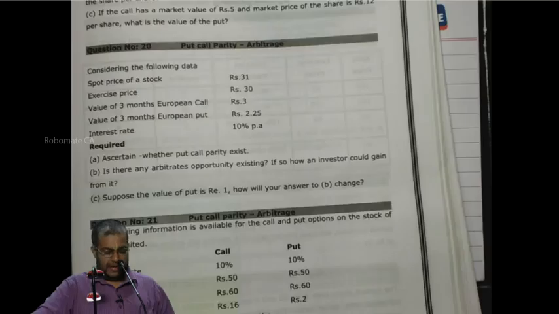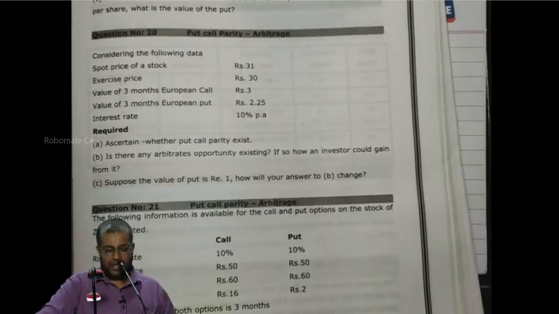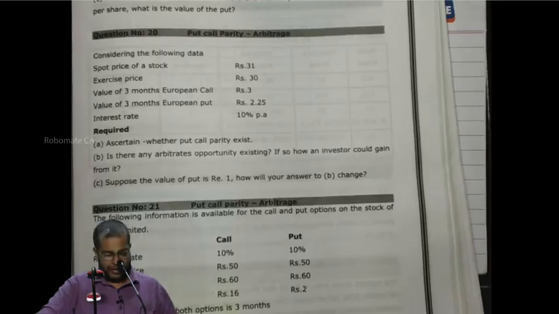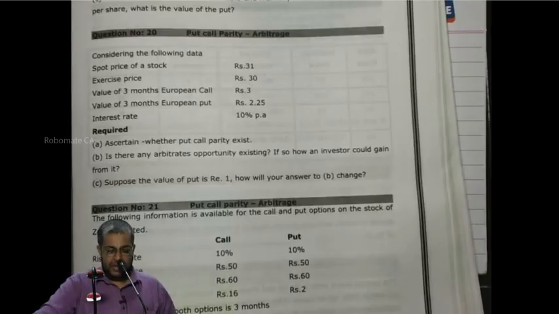Consider the following data. Spot price of the stock is 31. Exercise price 30. 3 months European call value 3. 3 months European put value 2.25. Interest rate 10% per annum. Ascertain whether put call parity exists. Is there any arbitrage opportunity existing? If so, how could an investor gain from it?